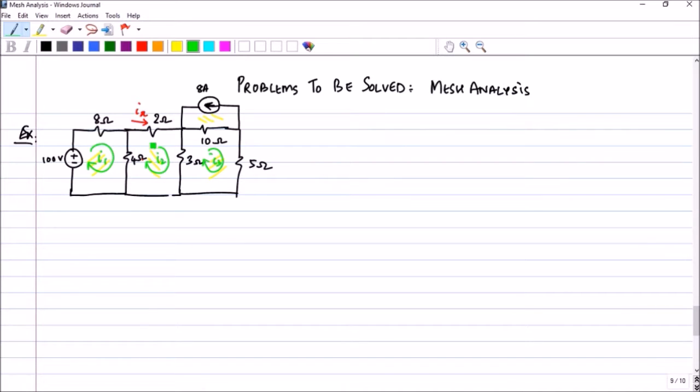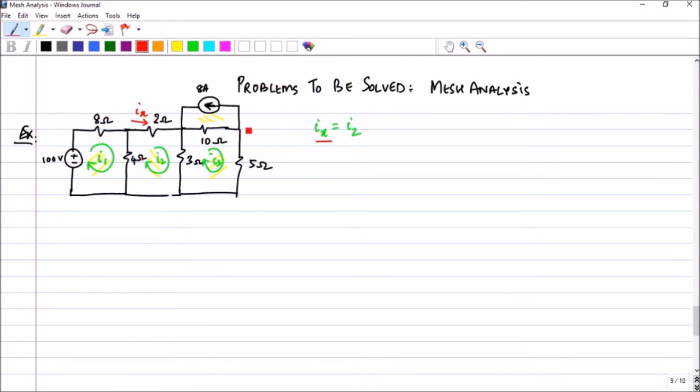You can clearly see the mesh current I2 will flow through the perimeter of the second mesh, which is this one here. So that will flow through the 2 ohm. That is the same current which is asked, which is Ix. Ix is also the mesh current here. Therefore, the first thing you can note is that Ix will be equal to I2. Therefore, if you find the mesh current I2, you will be finding the value of Ix.